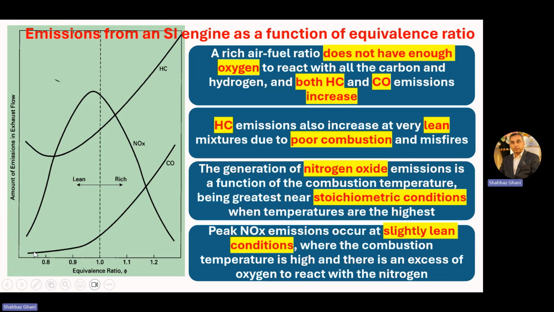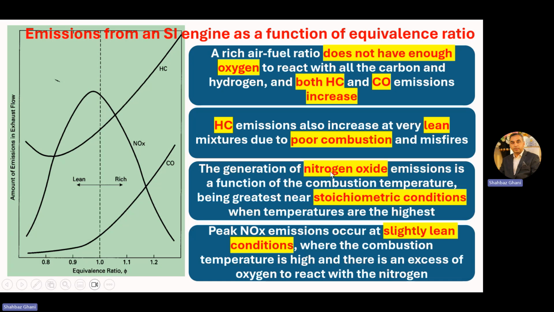Then for carbon monoxide, initially we have rich oxygen, so no problem with carbon dioxide forming. But when we have a rich mixture with less oxygen, we have more carbon monoxide. A rich air-fuel ratio does not have enough oxygen to react with all the carbon and hydrogen, so both hydrocarbon and carbon monoxide increase. Hydrocarbon emission also increases at very lean mixtures due to poor combustion and misfire. In this region, it is also high due to very lean mixture, poor combustion and misfires.